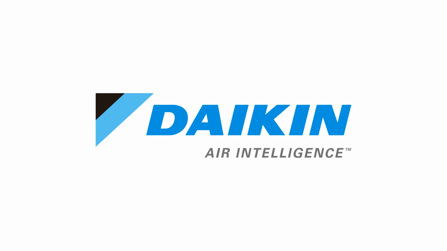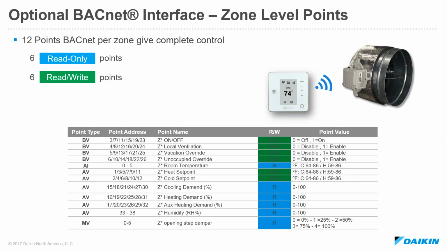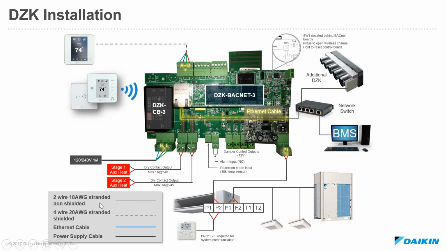One of the last slides showed 4-wire stranded shielded. When is that used? The little dash line, 4-wire stranded shielded, is for the COM wire for the wired thermostats. Keep in mind the typical P1, P2 is stranded non-shielded. The 4 wires are for the wired thermostats of the DZK.